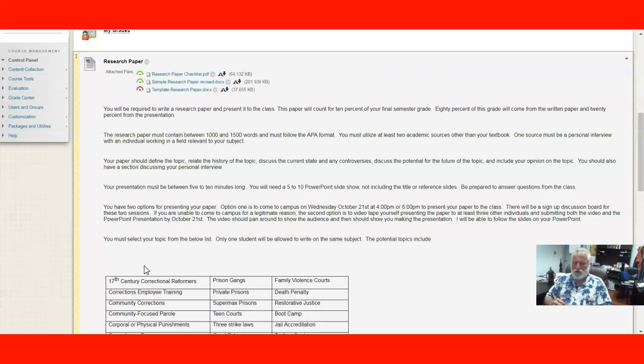Then, very important, this is one thing, if you leave it out, the paper will not be accepted, and again, you won't pass the course. You have to have an interview with somebody who has more than general knowledge about the topic. It could be a prison employee, a probation officer. It could be a police officer who kind of knows about things. It could be an inmate, or a former inmate, who had been in prison and knows about how it is.